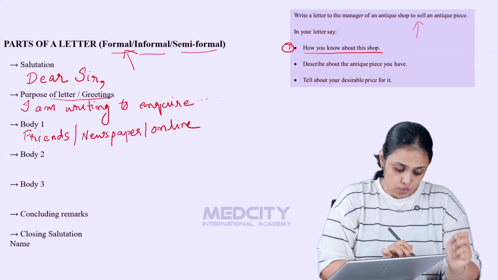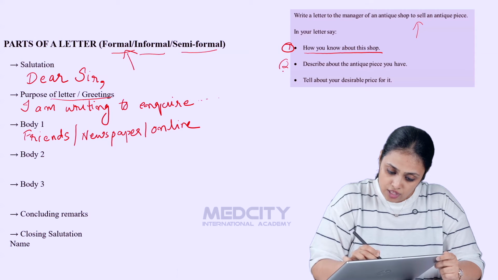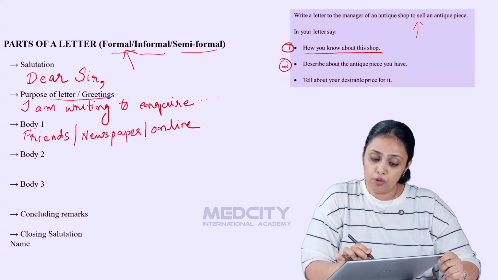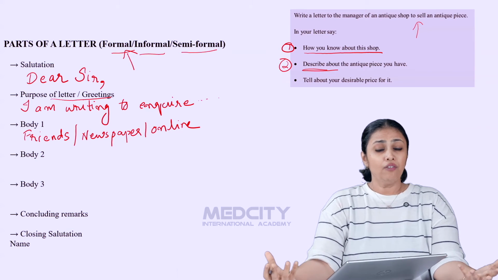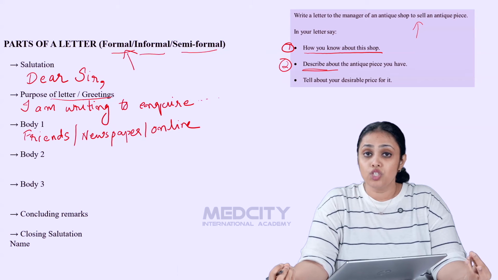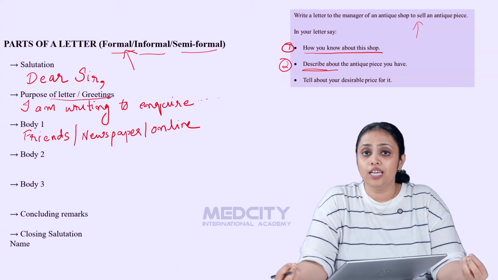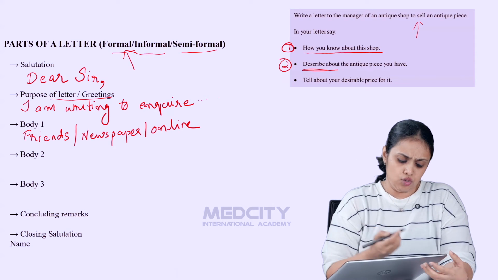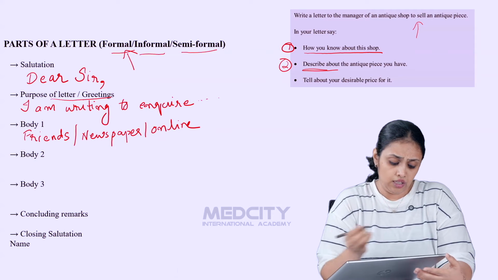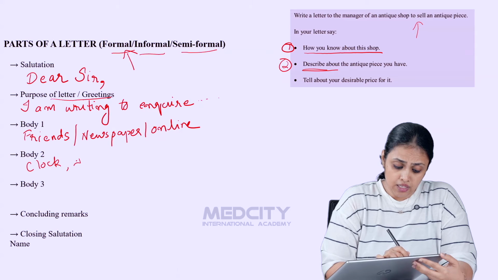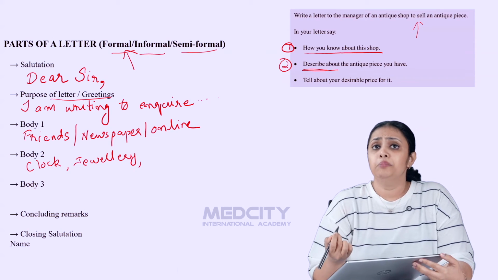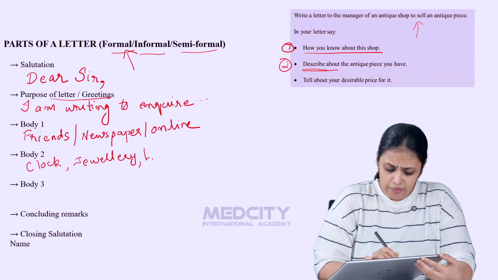Then body 2. Body 2 would be based on bullet point 2. What does bullet point 2 say? Describe the antique piece you have. So you have to think of an antique piece which you are confident that you would be able to develop ideas on. What are the possible antique pieces that you can think of? It can be a clock, or it can be a jewelry box, or it can be an oil lamp.